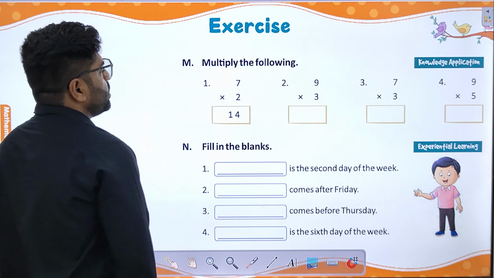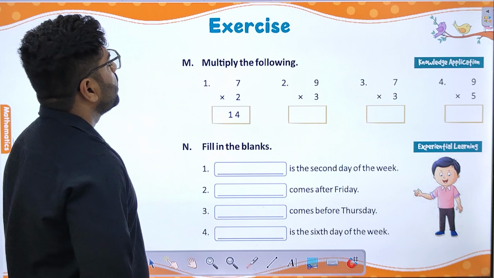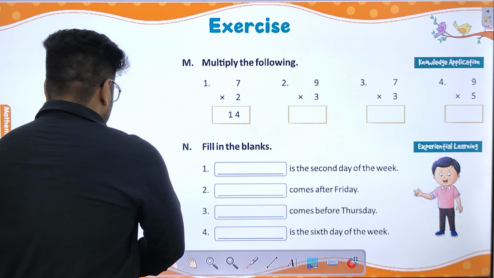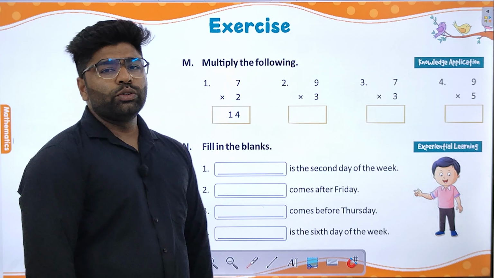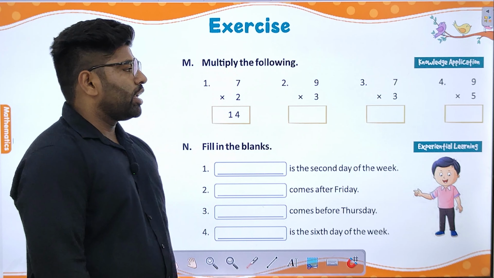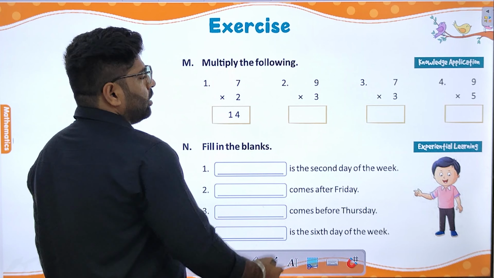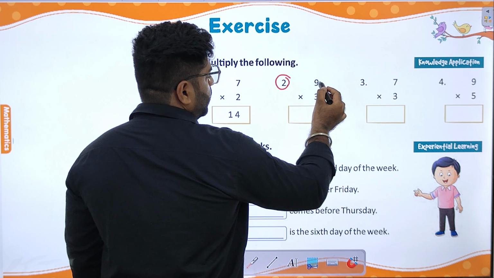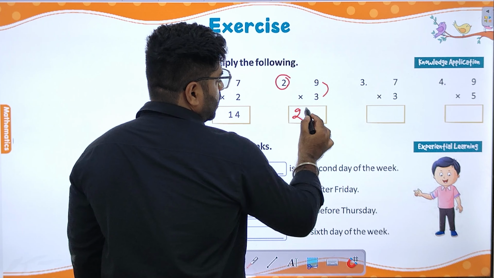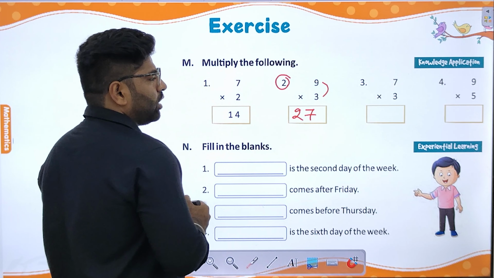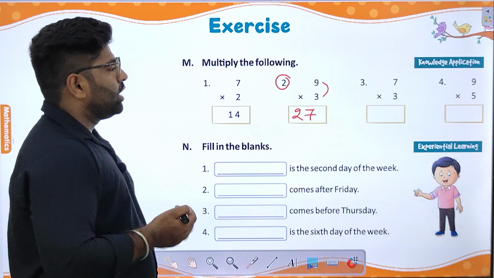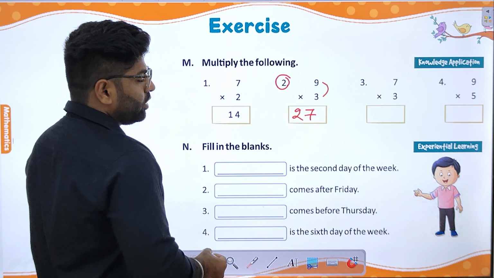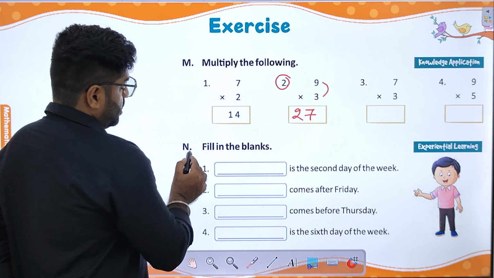Now we are having the next question, question number M, and here we are having multiply the following. In multiplication, I think you all have learned the tables till 10 or 15. I think we are required here till 10. So in question number 2, we are having 9 threes are 27. If you have learned the table, then multiplication is easy for you. So we are going to learn the table first, then we will use the multiplication concept.